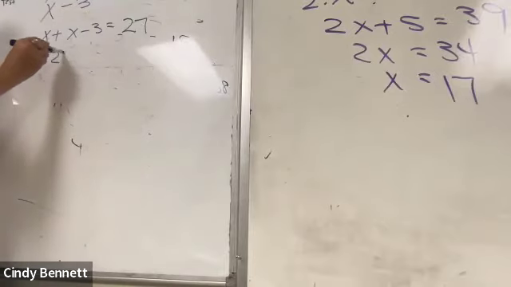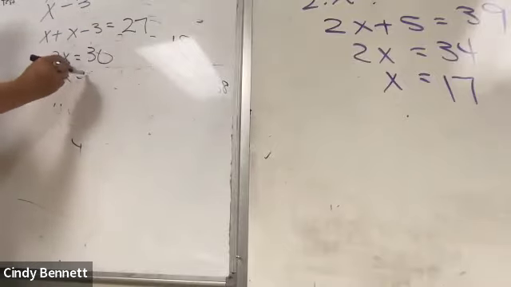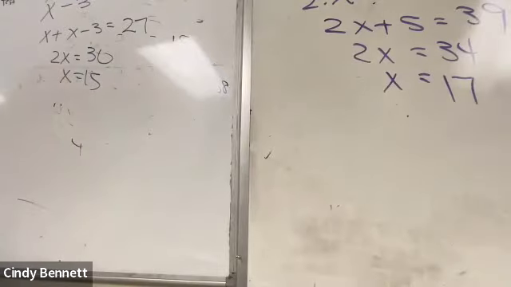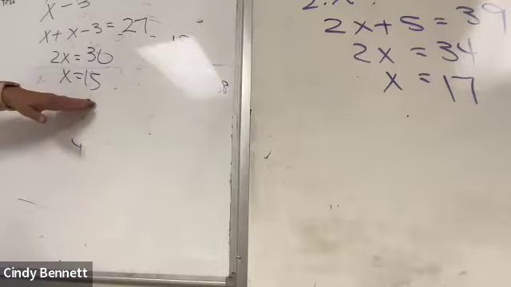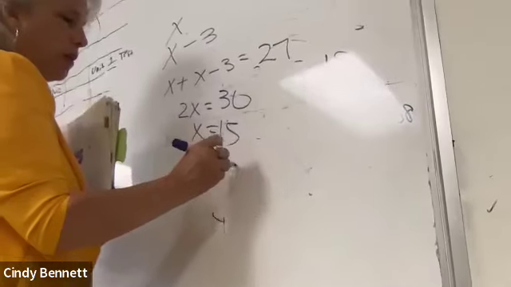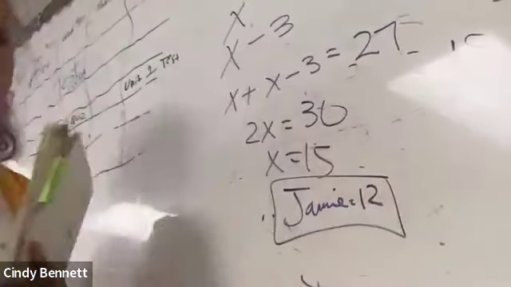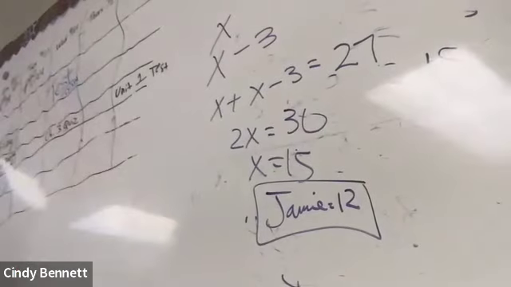So we do it the same way. You just have to remember to add 3 to each side, which is 30. So the first person is 15. The question is, how old is Jamie? This number right here is the older kid's age, 15. So Jamie is going to be 15 minus 3, which is 12. Okay, so you just got to make sure you answer the question.